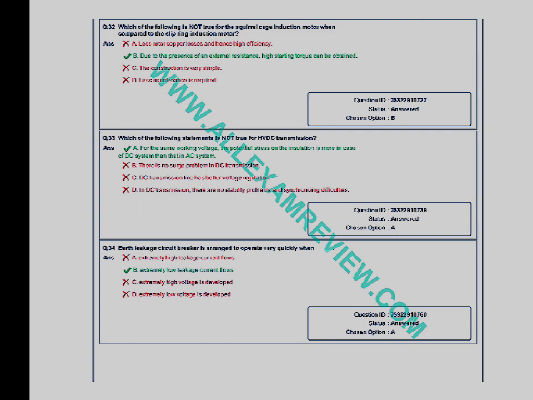Which of the following is not true for the squirrel cage induction motor when compared to slip-ring induction motor? Yeah, you have to know, due to presence of external resistance we have to connect. Okay. Motor and high starting torque can be obtained. Option B is right.